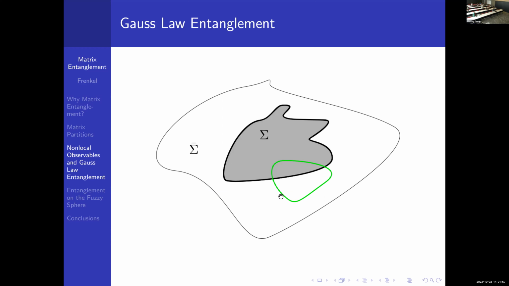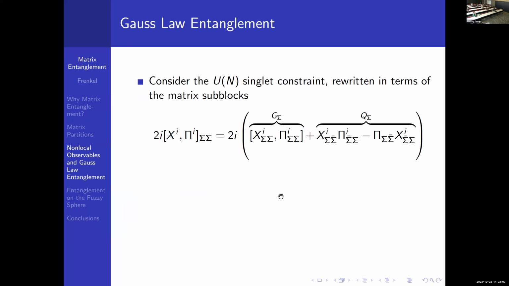So sigma is some subregion of some space, and we have some strings that are crossing it from sigma to sigma bar. And we want to find the matrix language description of what it means to take the string that's crossing the cut and break it up. The important objects in this consideration are going to be the generators of the U(N) adjoint symmetry in the matrix quantum mechanics. So the commutator [X^i, Π_i], summed over i, is the generator of the global U(N) gauge symmetry.